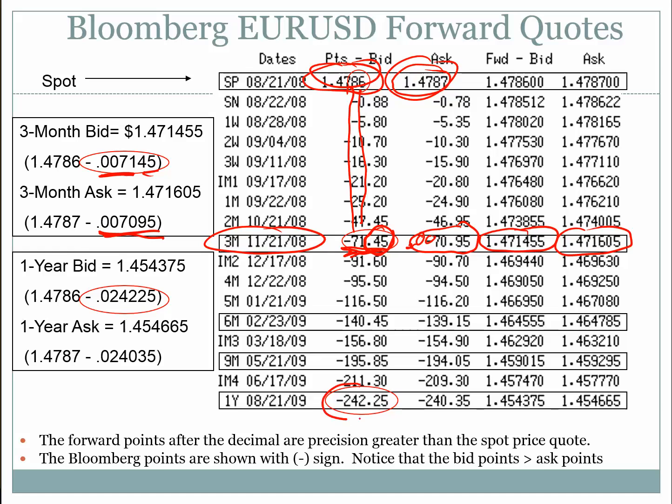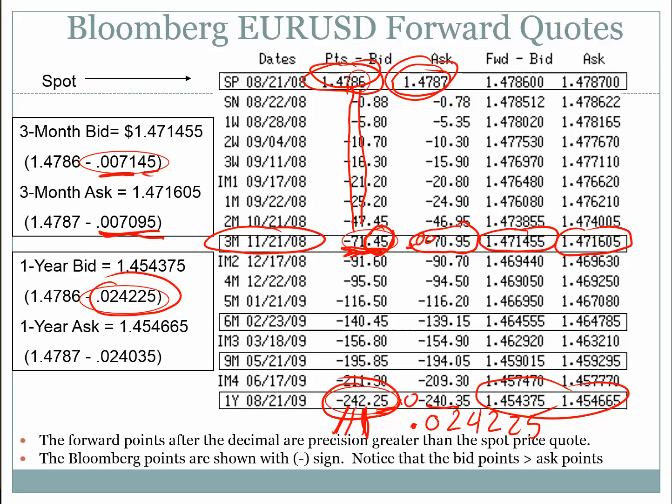And likewise, let's look at just this one here. The 1 year is selling at negative 242.25 points. Well, 242 refers to the second, third, and fourth decimal place. In other words, 0.0242. The 2.5 refers to the 5th and 6th decimal place. So I would subtract 0.024225 and 0.024035 to get these outright quotations.